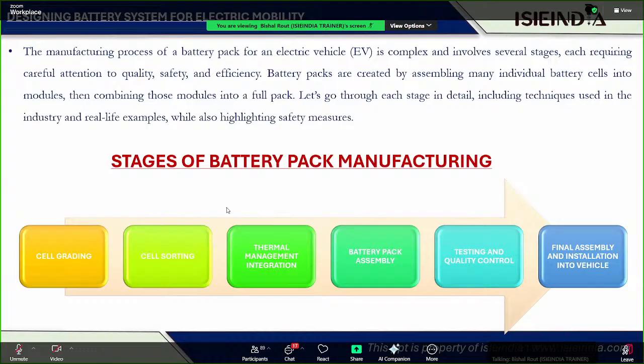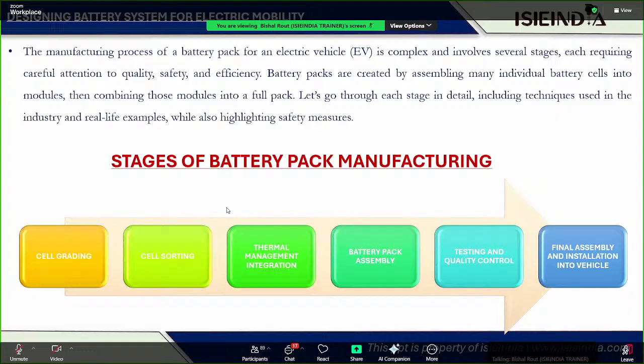And once the cells are connected and manufactured into a battery pack, the battery pack again needs to undergo certain tests. Whatever we desired to manufacture, we need to test whether that battery pack has acquired the desired capacity and the desired voltage or not. That is the reason we follow a certain process.